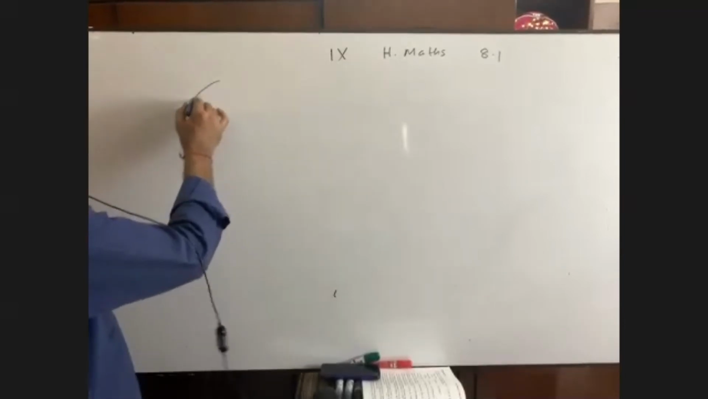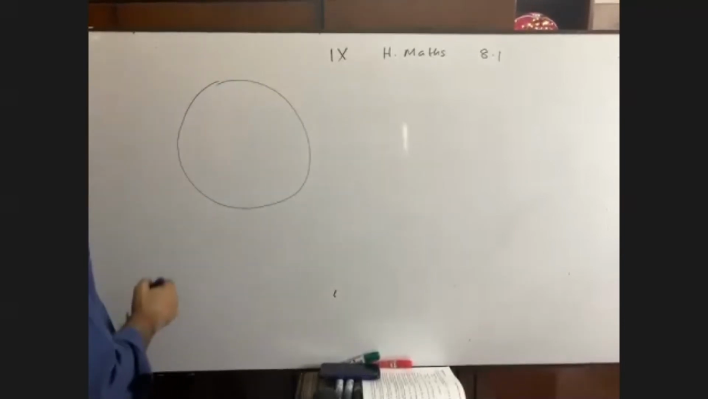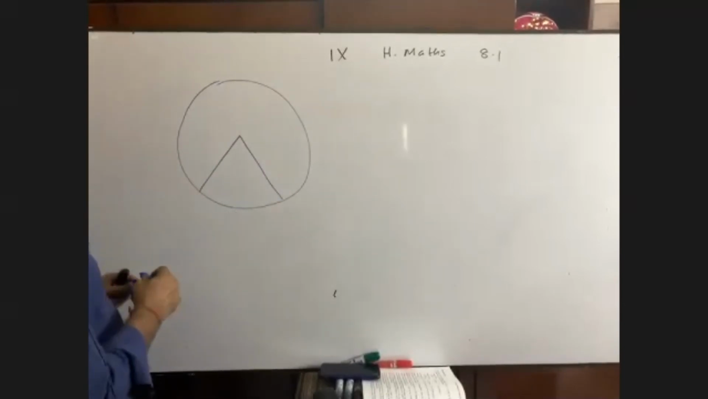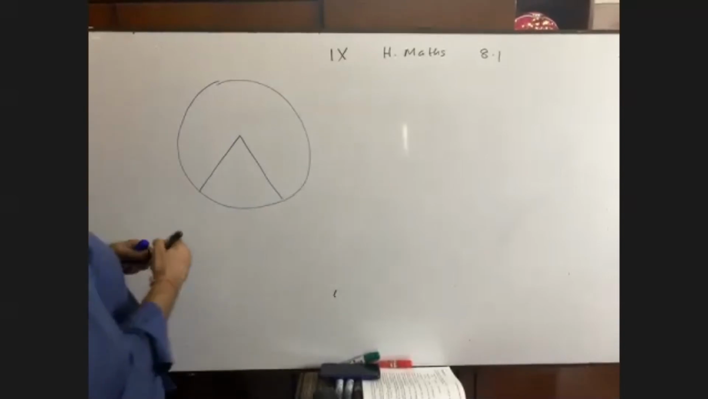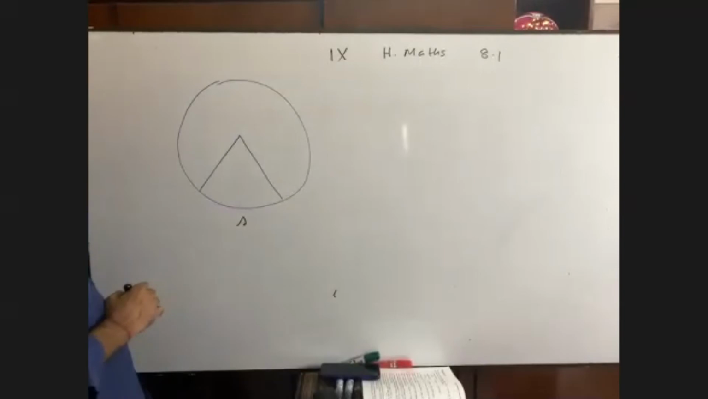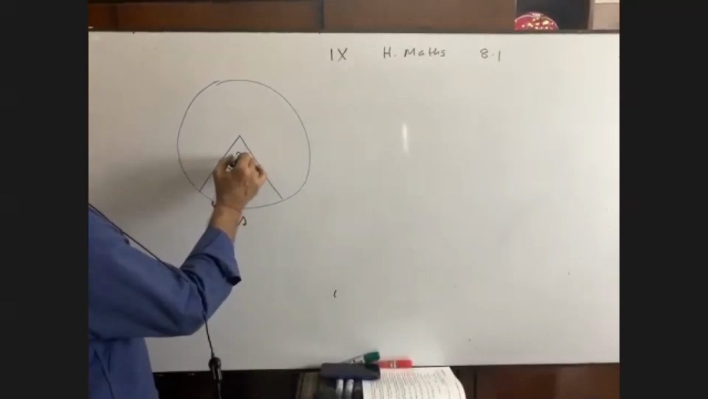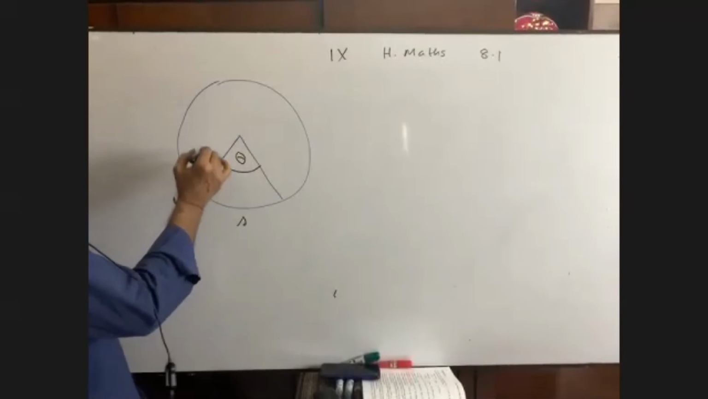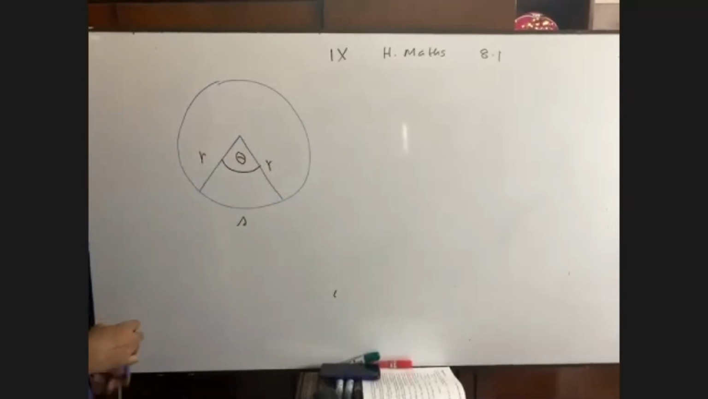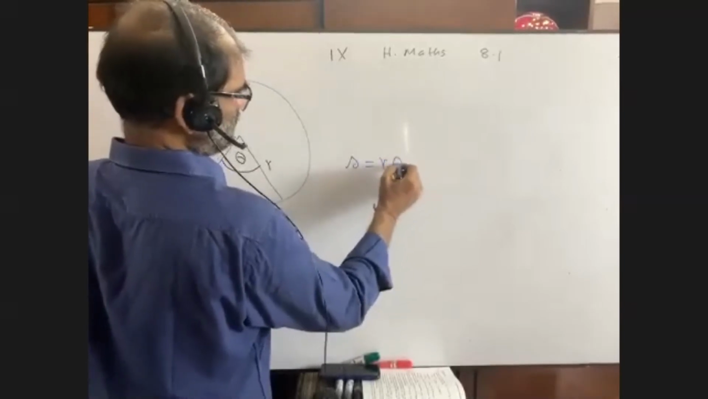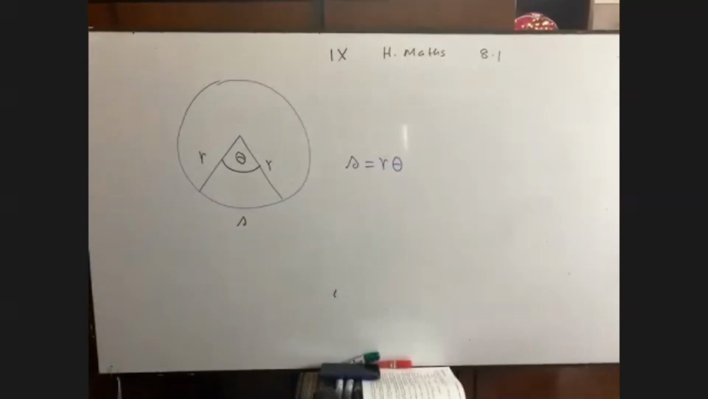Suppose it's very easy and simple that I told you. Yes, there is the length of the arc. This is the angle theta. This is R. Can you please let me know what is the relation between S, R and theta? S equals R theta.